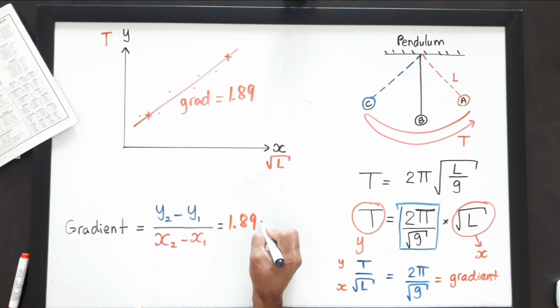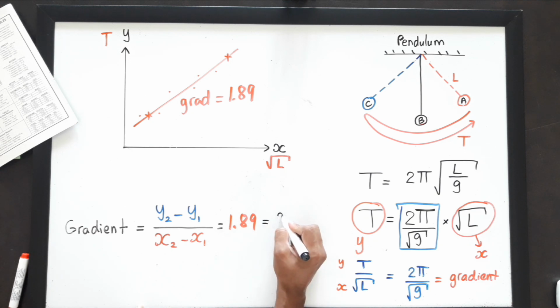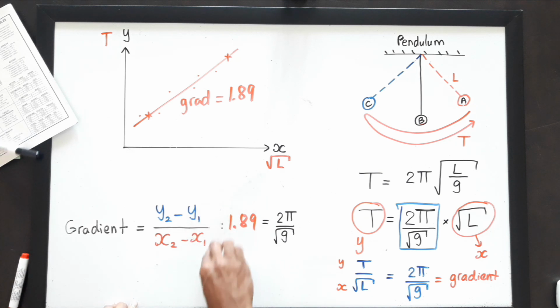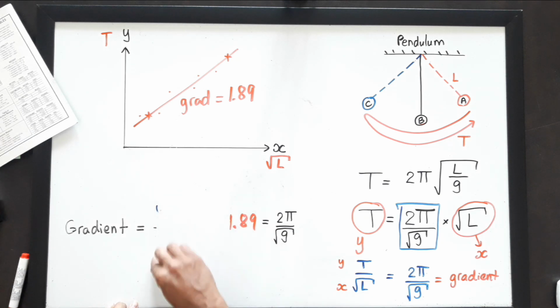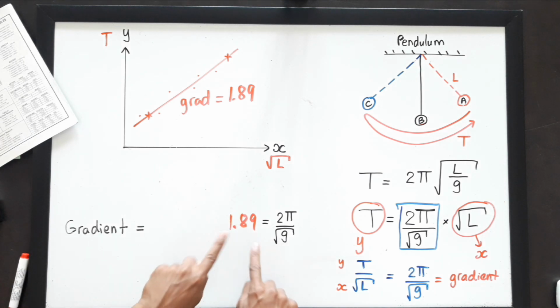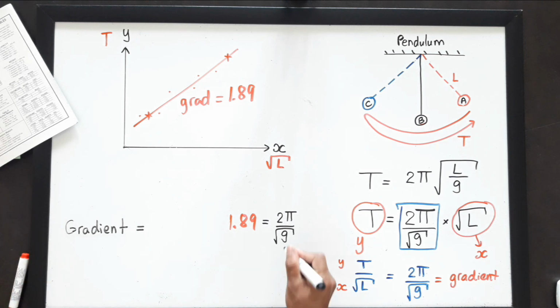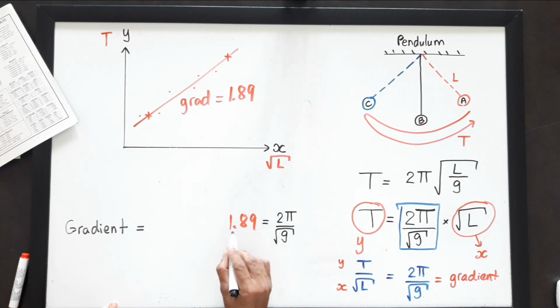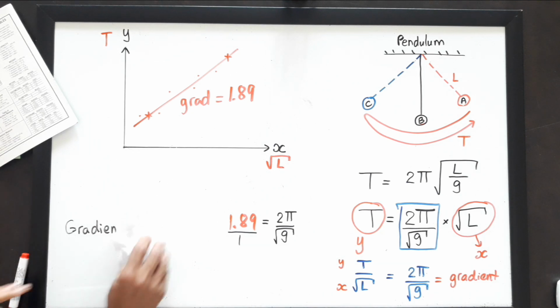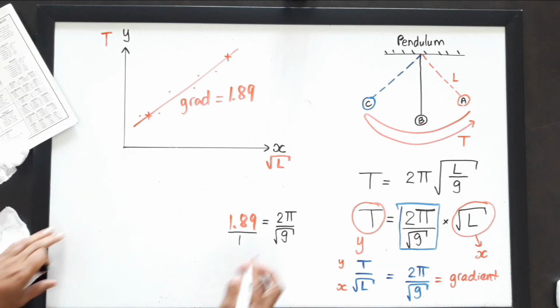So that means this 1.89 is equal to 2 pi on the square root of g. All we need to do now, right, let's erase this, is use our algebra skills to solve for g. So I'm going to cross multiply. 1.89 is the same thing as 1.89 divided by 1. So let's cross multiply. I'm going to run out of space here, so go backwards here.